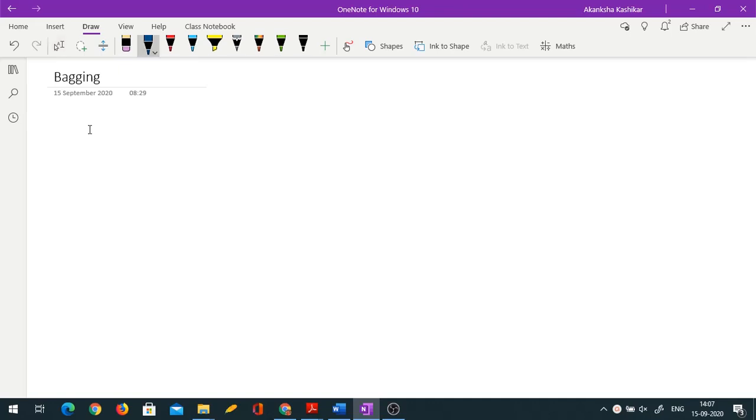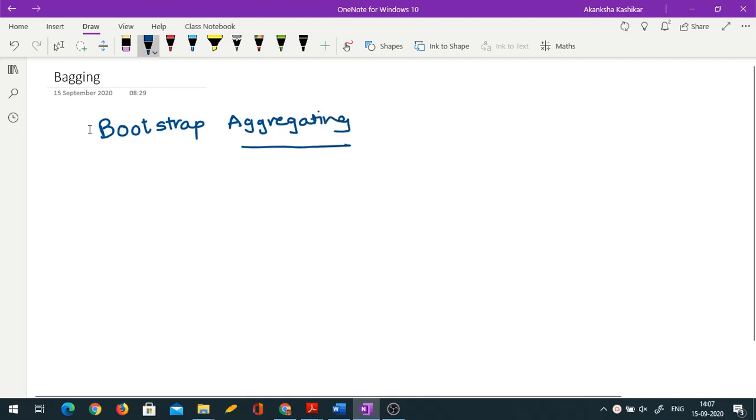Bagging stands for bootstrap aggregating. So as the name suggests, it is an aggregation technique which involves bootstrap. Aggregation means what? You have to somehow combine the results from multiple models. So that is called aggregation. And bootstrap, of course, all of us know.